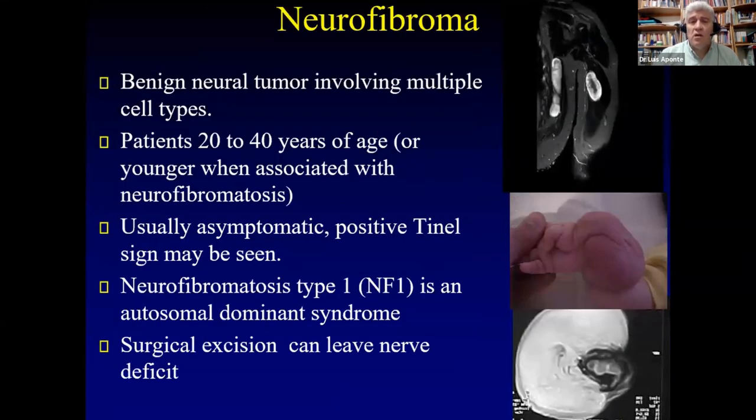But the difference is with the neurofibroma. The neurofibroma involves multiple cell types. You can't separate it from the nerve. You can see here, it's different on the MRI, and you can have the plexiform neurofibroma that is related to neurofibromatosis. Usually you don't take it out because you can have a nerve deficit, and it's related to neurofibromatosis type 1, that is autosomal dominant, and you have a high risk of transformation. You have to control them, and you never know which one is going to become malignant, but you have to control them.